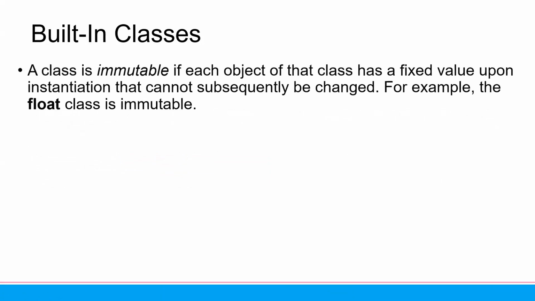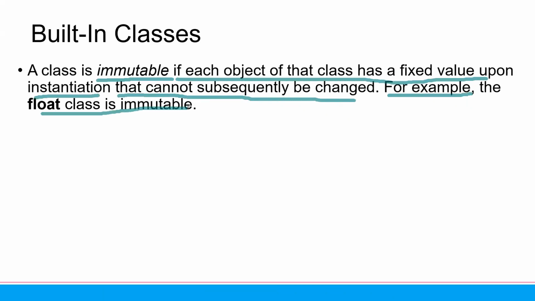Built-in classes. In Python, we have classes, and there are some classes which are immutable. So if an object of that class has a fixed value upon instantiation, it cannot subsequently be changed. So when you assign a value, then it will not be able to be changed. For example, the float class is immutable.